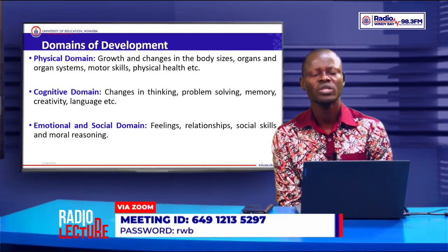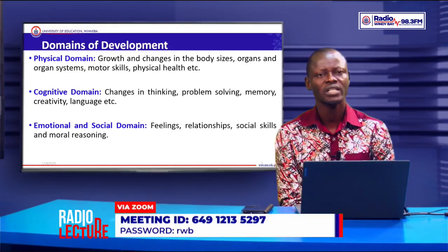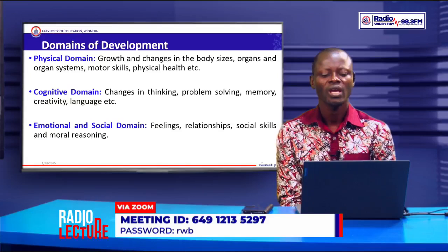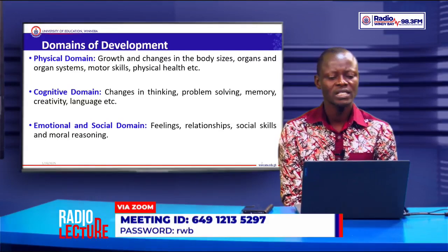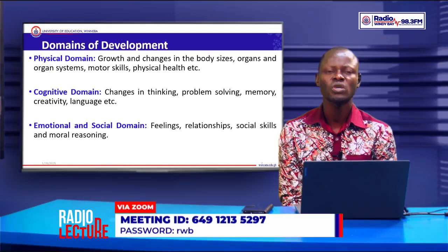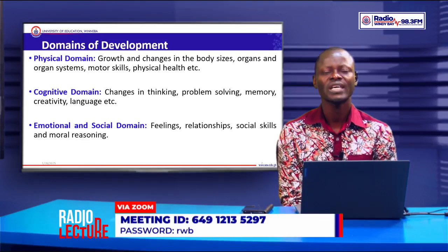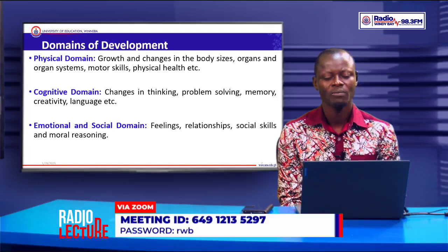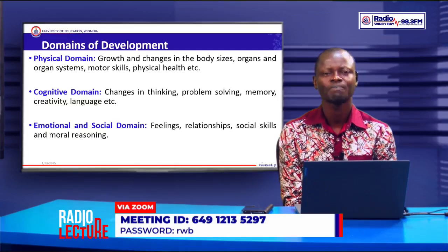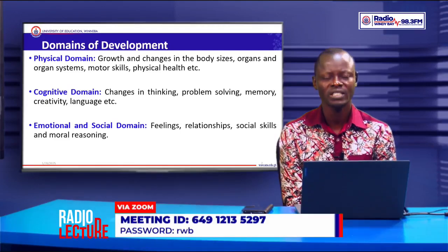First of all, we want to look at the physical domain. The physical domain simply refers to growth and changes in body size, organs and organ systems, the motor skills, and physical health. All of these form part of the physical domain of the individual. We can see that they expand in size, and once they are expanding in size, their function also increases tremendously. These are things that we can see and feel, so they are classified as the physical domain of development.